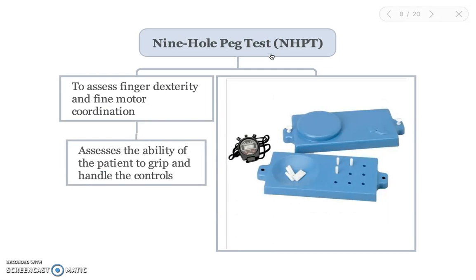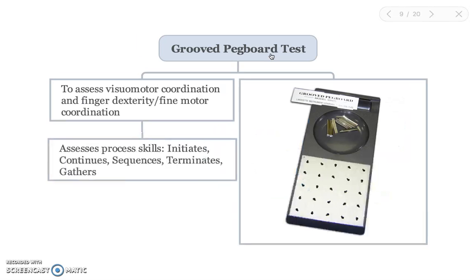The 9-hole peg test lets us assess finger dexterity and fine motor coordination, and this helps us assess the ability of the patient to grip and handle the controls. To assess visual motor coordination, we can use a grooved pegboard test, and this helps us assess process skills like initiating, continuing, sequencing, terminating, and gathering.